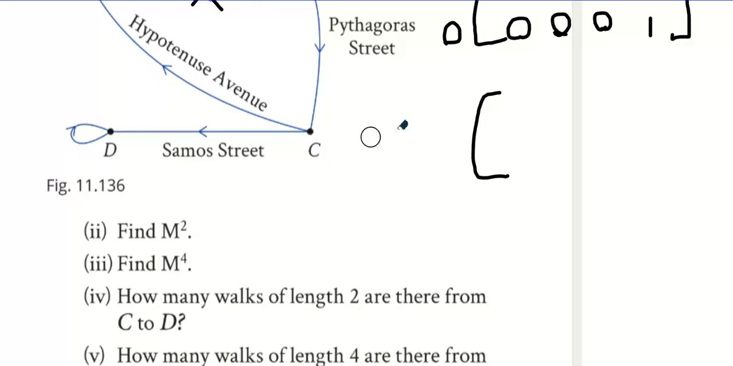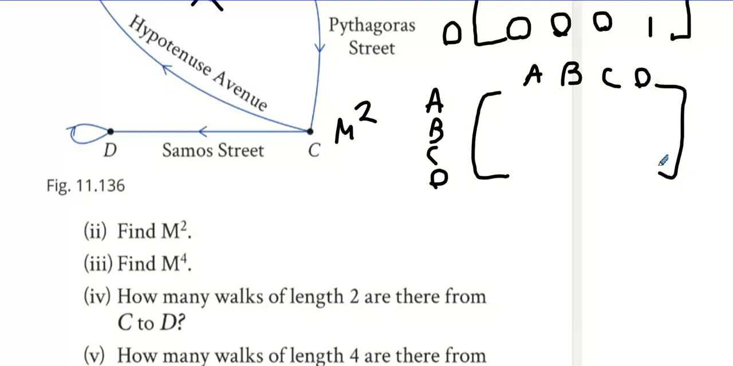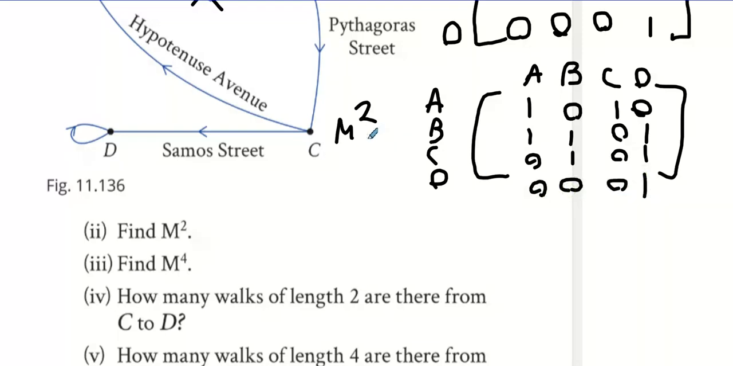M squared. And what we're going to say about M squared is it's still A, B, C, D, and still A, B, C, D. When you use a matrix calculator, you won't be asked to do this. So it's going to be 1, 0, 1, 0 for the first one. And then it's going to be 1, 1, 0, 1. The third one's going to be 0, 1, 0, 1. And the fourth one is 0, 0, 0, 1. And that's M squared.